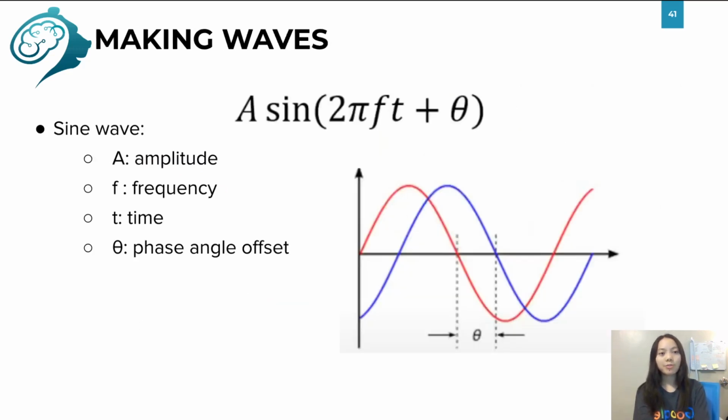Now let's make some waves. Sine waves can be represented mathematically by the following formula, where A is the amplitude of the sine wave, F is the frequency of the signal, t is the time, and theta is the phase angle offset that you can see here. The phase angle is a number that represents how many degrees a sine wave is out of phase with respect to our reference. Our reference can be 0 or another sine wave, and in this case, the phase angle represents how many degrees this blue signal is out of phase with respect to the red one.